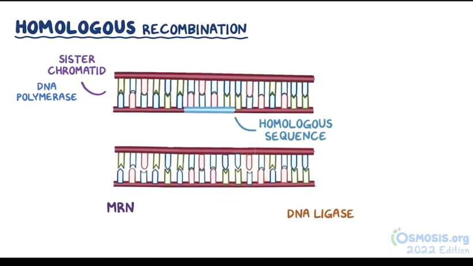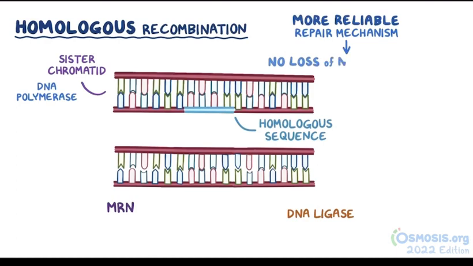Since homologous recombination uses a sister chromatid as a template, this is a more reliable repair mechanism than non-homologous end joining, because there's no loss of nucleotides.